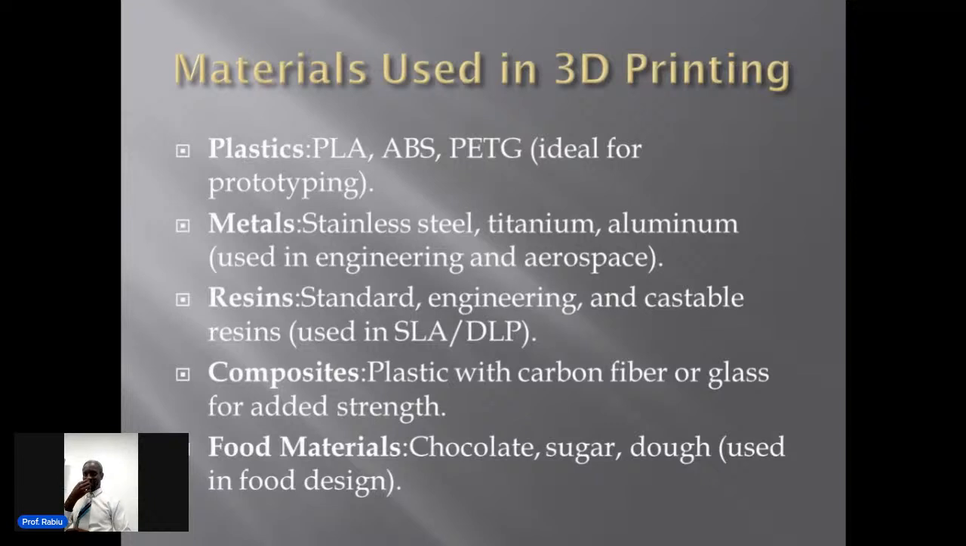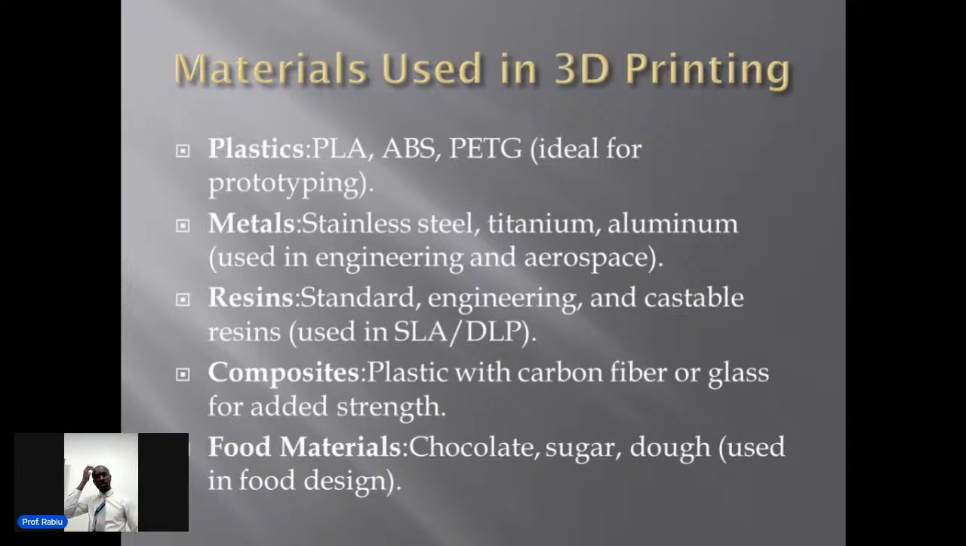Let's go through the application. Oh, let's look at the materials first. So we see different types, right? And different types depend on the materials that can be used. What are the materials? We have plastic, ABS. How many types of plastic do we have? We have three: ABS, PLA and PETG. They are the best for prototyping, right?